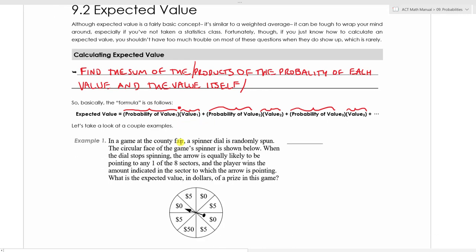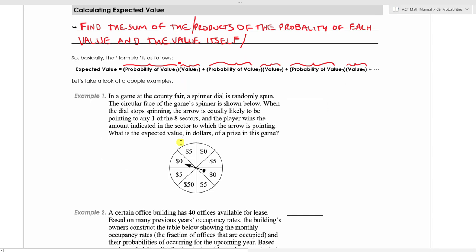So that we can see how this works on an actual question, let's take a look at example 1. I would read it all the way through. If you do want to try it on your own, you can pause the video and try it. I'm going to go ahead and work through it right now. Since for most of you this is the first time you're hearing about expected value, you might want to just work through it with me.